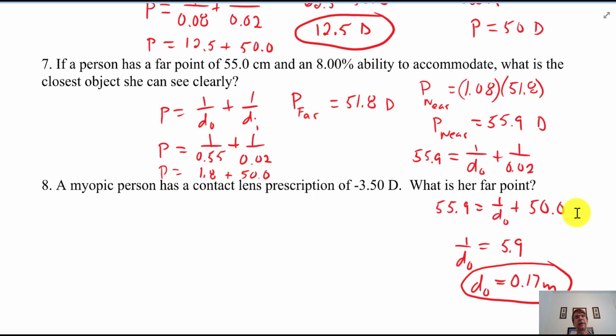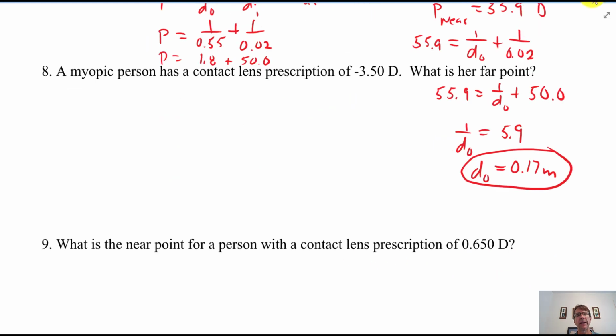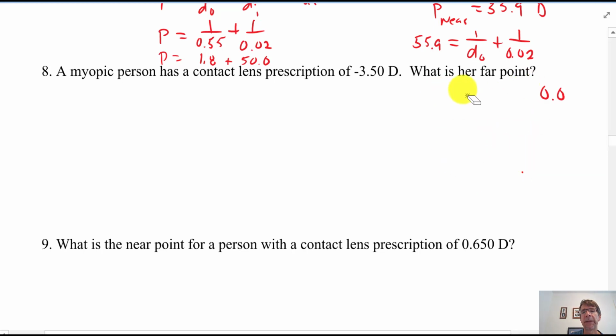That's kind of like the situation I'm in. I have a hard time seeing far. I'm nearsighted, but my near point is closer than 25 centimeters. I can see better with my glasses off; I can see things close really well, clearly, without my glasses on. I still need them to see far. So I'm kind of unusual like that. Now, number 8 and 9 are tricky because, once again, we're back to corrective lenses.